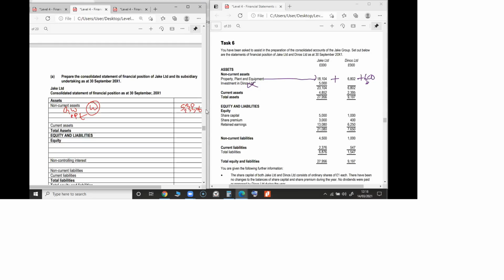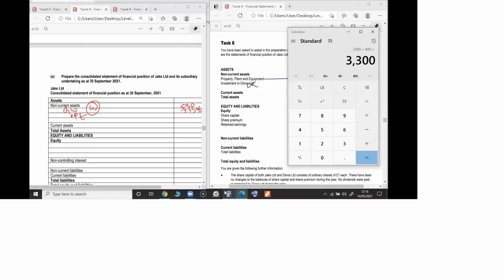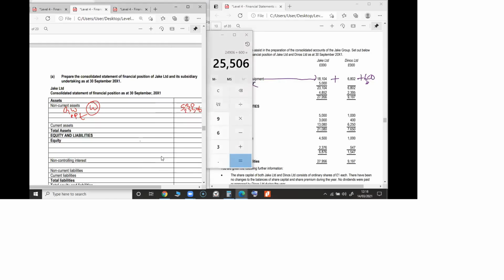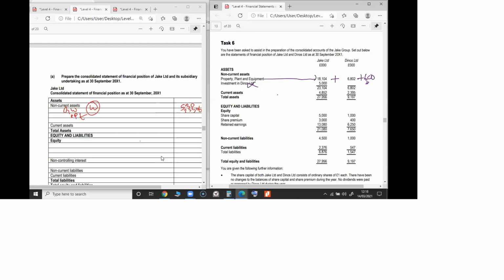So let me just double check. Yeah, doing a little extra work is good. 04 plus 6802 plus 600 to 5506. Fantastic. All right, so there's no more non-current asset. You can add up and get a figure.